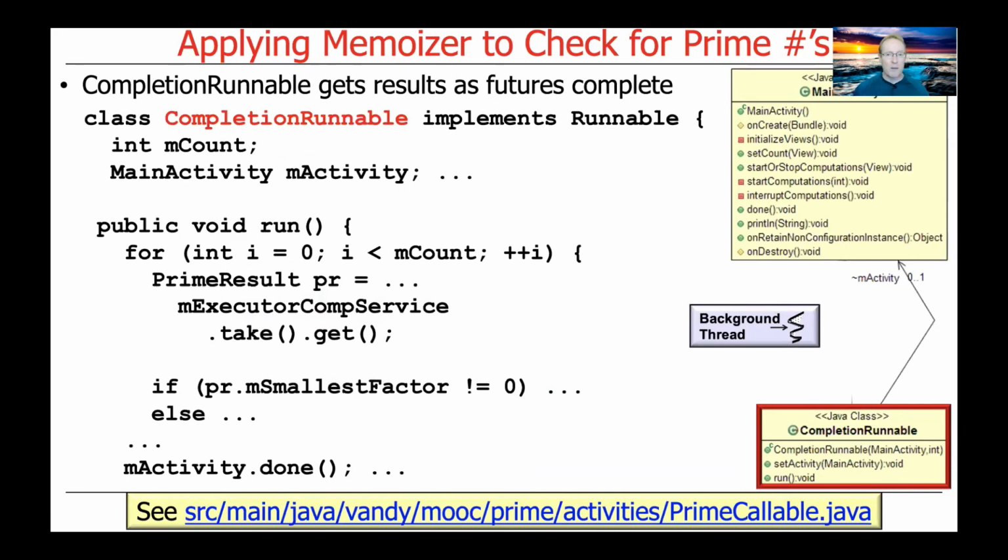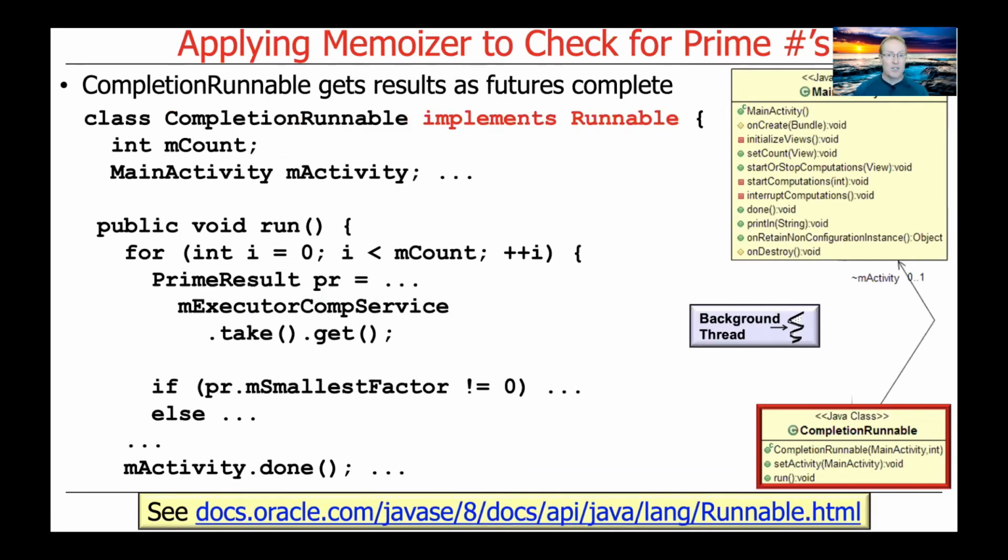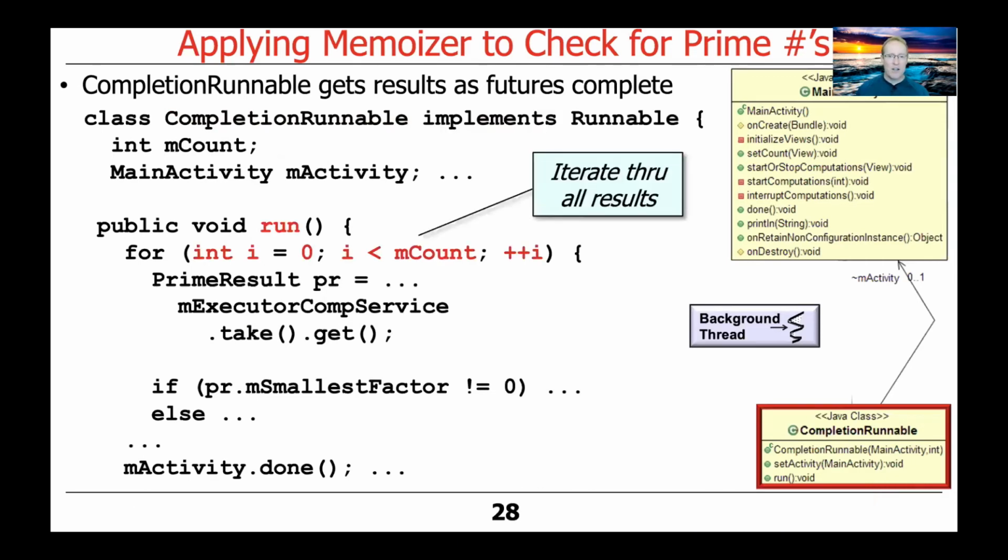Here's what completion runnable looks like. As you can see, it implements the runnable interface. It's got a constructor that stashes away the various information when it's created. And then, as you can see, it has a run hook method.